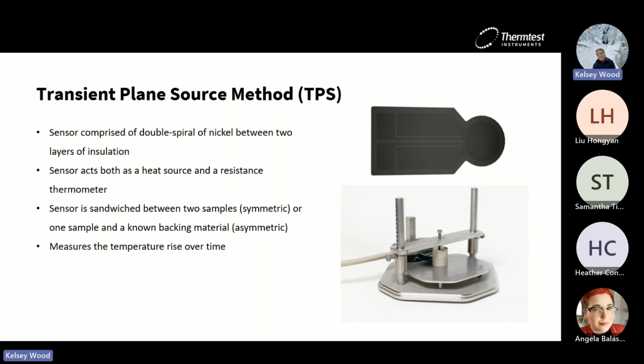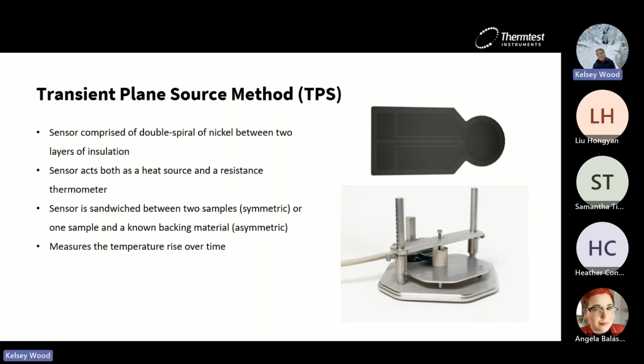So the TPS sensor is made up of a double spiral nickel wire encased in a thin layer of polyamide insulation. So once the current is applied to the sensor, the change in the resistance of the sensor is measured over a specific period of time during the measurement.